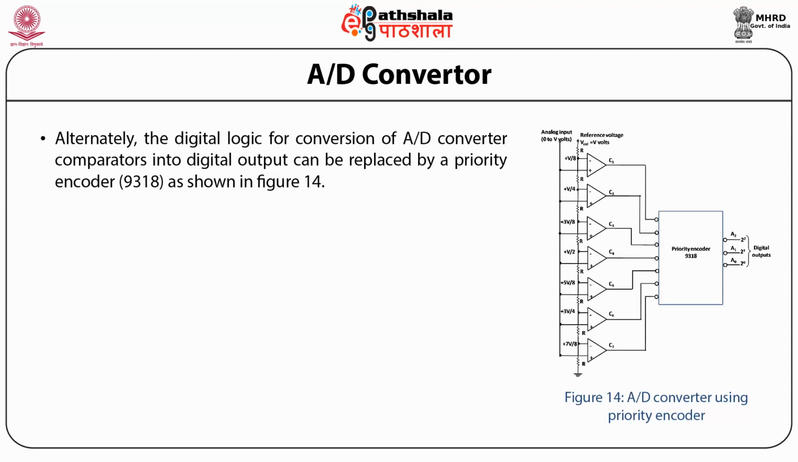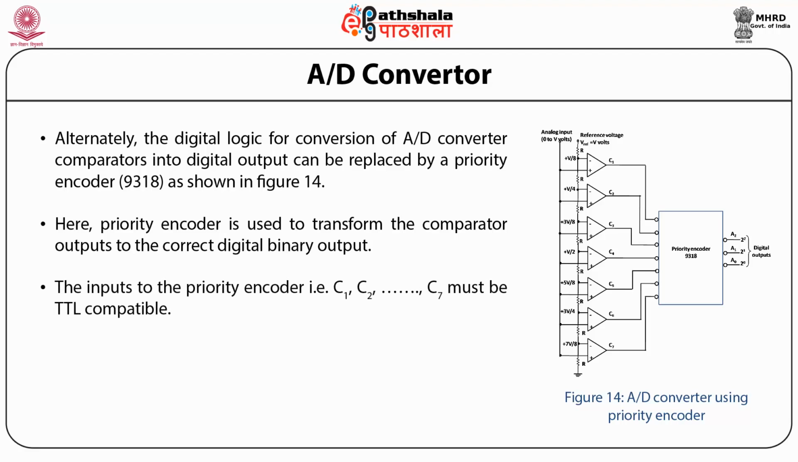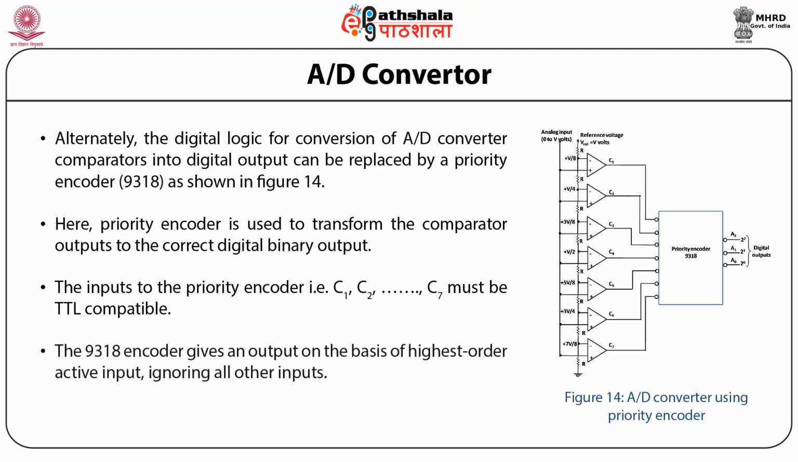Alternately, the digital logic for conversion of the A to D converter comparator outputs into digital outputs can be replaced by a priority encoder 9318, as shown in the figure below. Here, the priority encoder is used to transform the comparator outputs to the correct digital binary output. The inputs to the priority encoder, that is C1, C2, C3 till C7, must be TTL compatible. The 9318 encoder gives an output on the basis of the highest order active input, ignoring all other inputs.